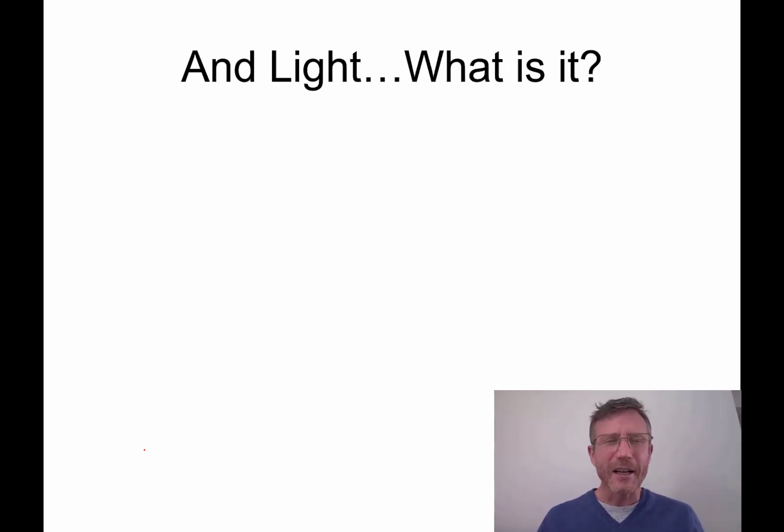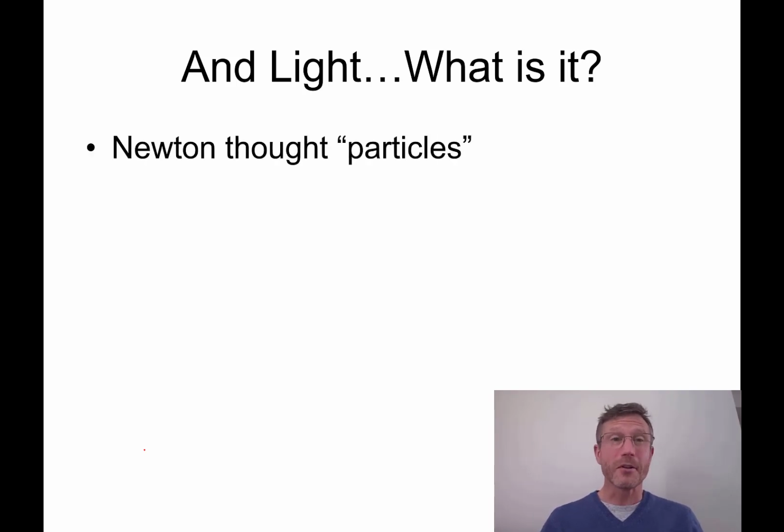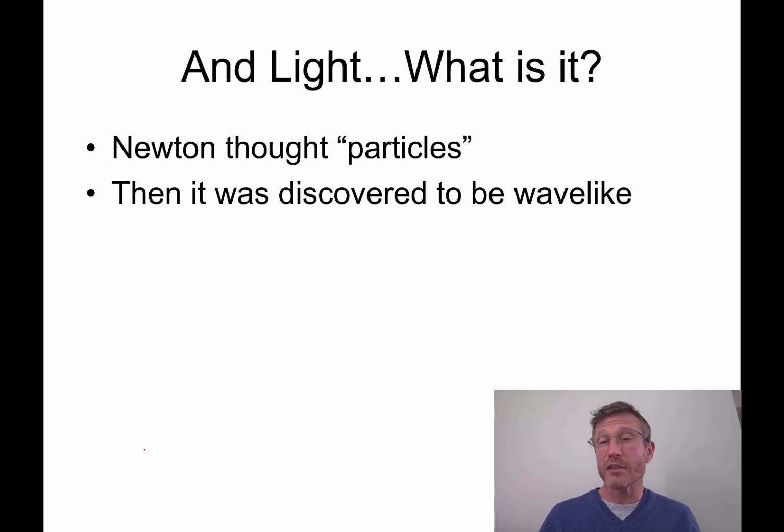What is light, and how have scientists looked at light over the last few centuries? Well, Newton thought about light as particles, the corpuscular approach of Newton. Then it was discovered to be wave-like, and we know that it's wave-like in that we see all these refractive properties and diffractive properties that are considered to be wave-like.